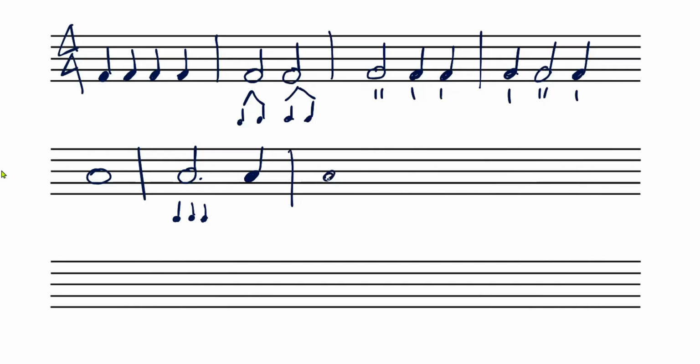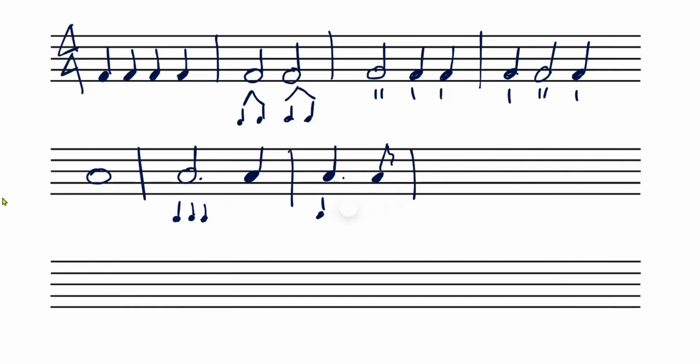We'll also see quarter notes with a dot. A quarter note is equal to 2 eighth notes, but that dot makes it 3 eighth notes. And very often when we see a dotted quarter note, it'll be accompanied by an eighth note.